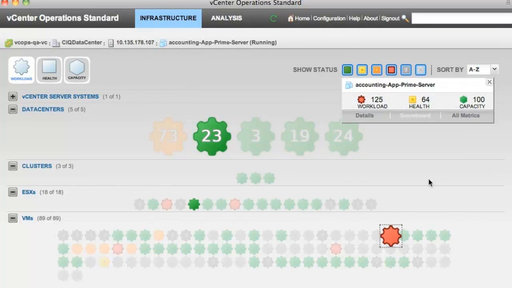We can select it. The first thing you'll notice is that we get a few more details for it. We see its workload's very high, above 100. Its health is also a little bit degraded, and its capacity is actually perfectly fine. So the workload's high, but the capacity is still fine. So why could that be? Well, what it probably means is that it's a temporary spike, and we can see that this is not normal because health is degraded. If workload was normally high, then health would also be high.